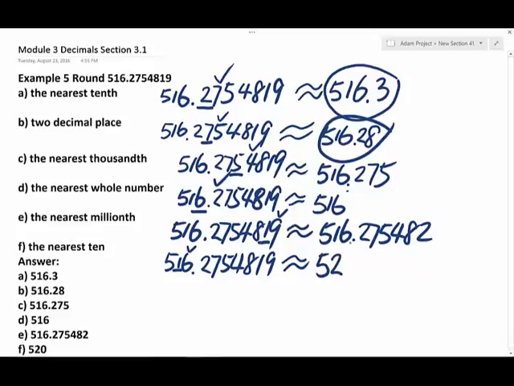So the special thing about this is we gotta write the ones digit as 0, right? So the answer should be 520. So that's how you round a decimal number to a certain digit.